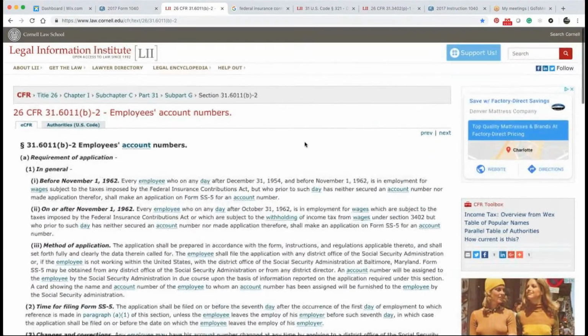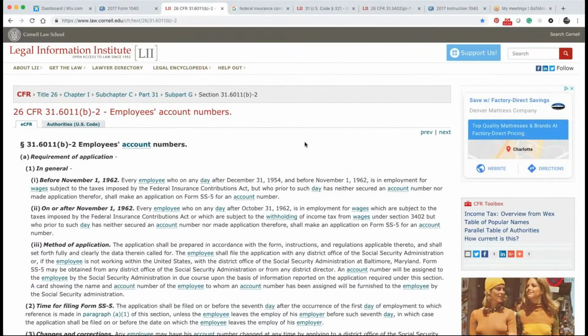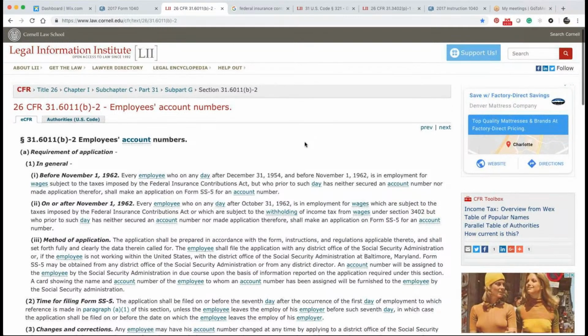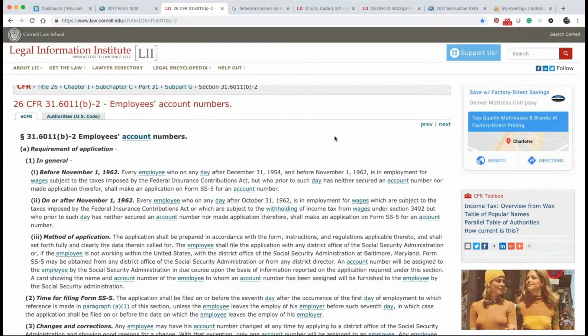This is 26 CFR 31.6011(b)-2, employees' account numbers. The reason I'm showing you this one is that it's going to help you shut down your employer when he's trying to steal your money out of your check, saying he's got to do this and he's got to do that. This is about the employee's account numbers. If you guessed that your Social Security number is an account number, that's what this is talking about.